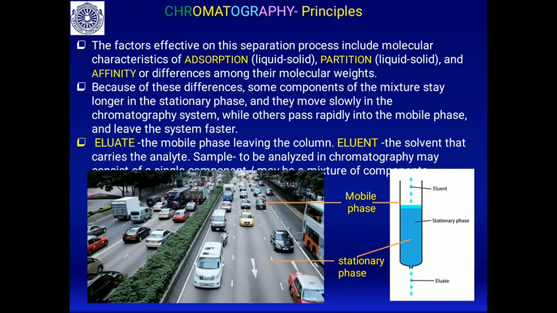So, this is what you can see: some substances move rapidly into the mobile phase and leave the system faster. We can compare this to a road: the stationary phase is the road and the mobile phase is nothing but the vehicles. Some are moving faster, some are moving slower, depending on their weight and their requirement. So, that is what you can see.